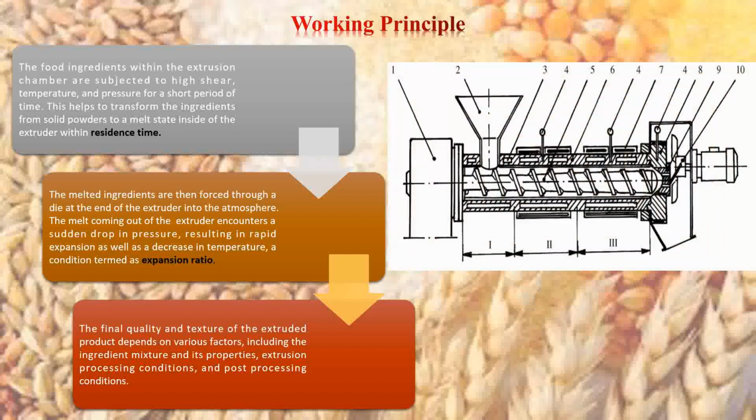And the final step in this procedure is that the final quality and texture of the extruded product depends on various factors, including the ingredient mixture and its properties, extrusion process conditions, and post-processing conditions. Post-processing conditions means you can either eat the extruded product directly from the packet, or you can process it further, like boiling it in water, frying it in oil, or serving it with other recipes, or you can follow the guidelines given on the back or label of the packet in order to prepare it in a proper consumable or palatable form.